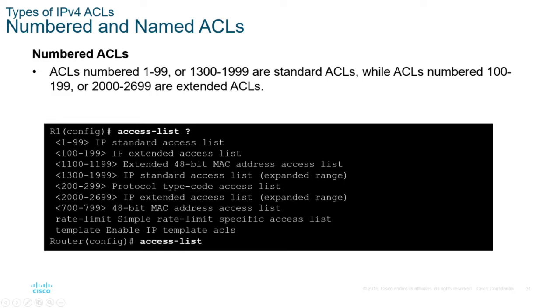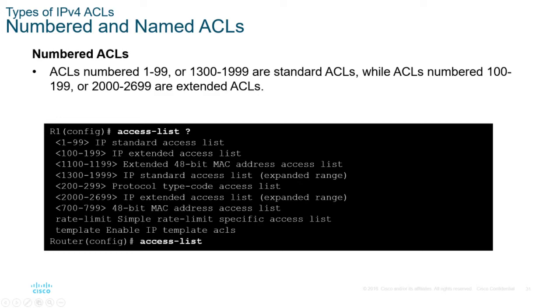Where they do matter is that there are a set range of numbers that we can utilize for either standard or extended ACLs. For standard ACLs, I can only pick the numbers between 1 and 99, whereas for extended ACLs, I can pick pretty much between 100 and 199. Now, there's higher numbers as well. You can use 1300 to 1999 or 2000 to 2699 for extended.